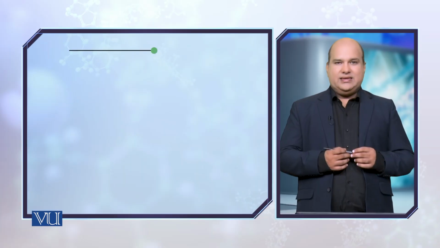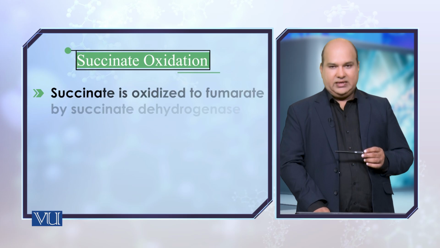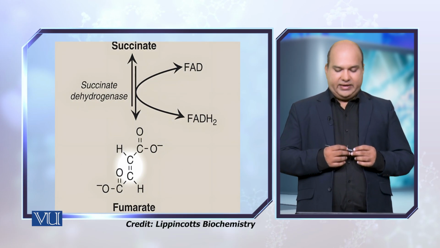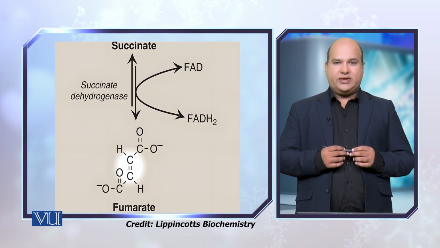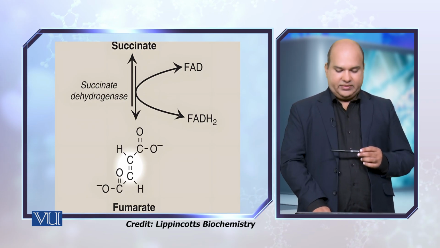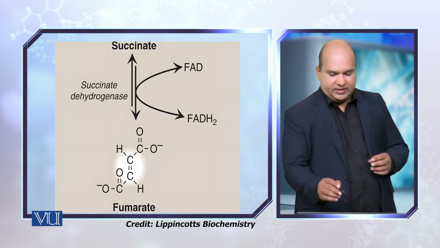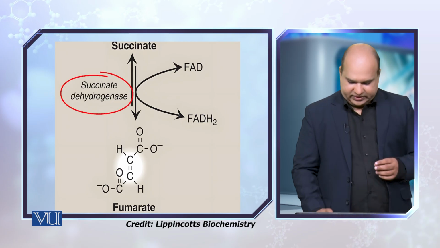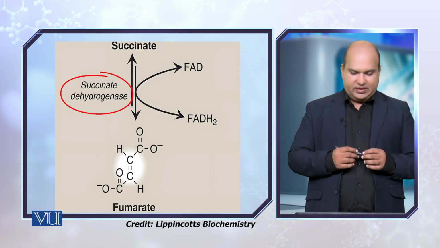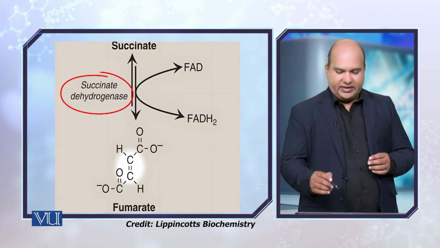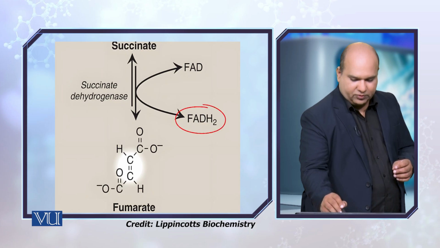Now let's move towards the very final stages of the TCA cycle. The succinate which was produced in the previous reaction will now be oxidized to give rise to the formation of fumarate. The enzyme used here is succinate dehydrogenase, and importantly, from this oxidation reaction we get FADH2 from FAD.